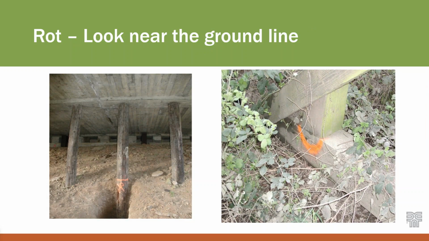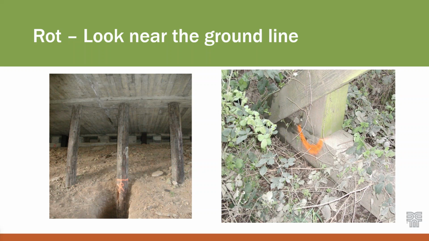Where are you going to find rot? If you're looking for rot, you should be looking near the ground line. We need those conditions to be happening for rot to happen. The ground line's a good spot where it traps some moisture. You still have your oxygen and airflow. You're in direct contact with the ground. It's a good place to look for rot.